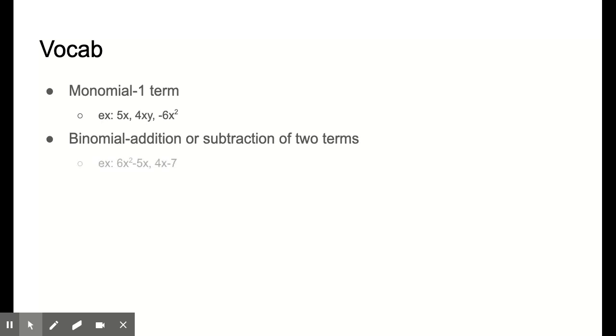Then we have something called a binomial, and it's the addition or subtraction of two terms. So a couple of examples of binomials could be 6x squared minus 5x. So we have two terms here, 6x squared and negative 5x. Or 4x minus 7. Again, we still have two terms there. That's 4x and negative 7.